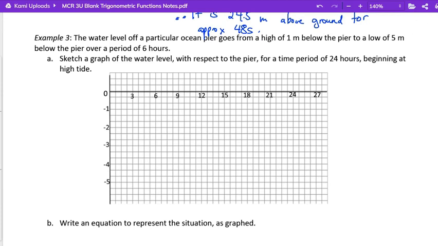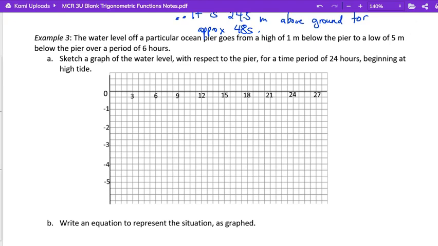Okay, so can we picture what's happening? There's a pier. Do we know what a pier is? It's like a road that juts out into the water. Think of it as a wall. Let's say this is the pier, this is the top of the pier. You can walk on the pier.